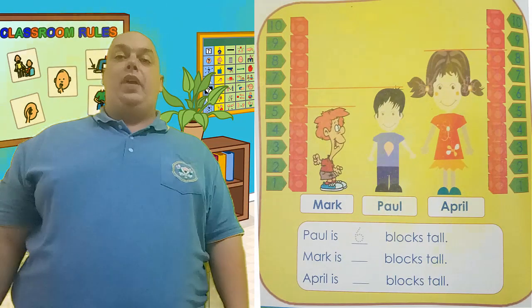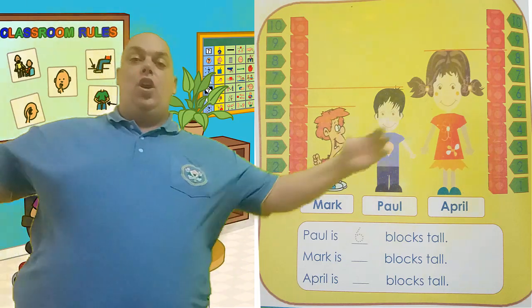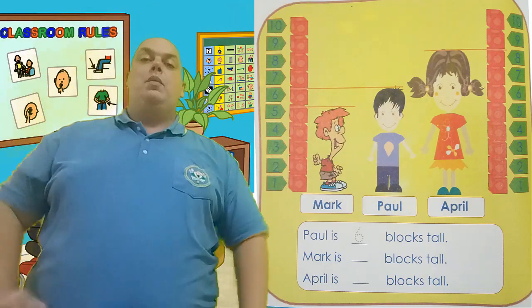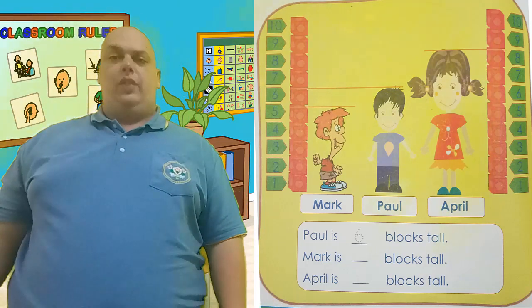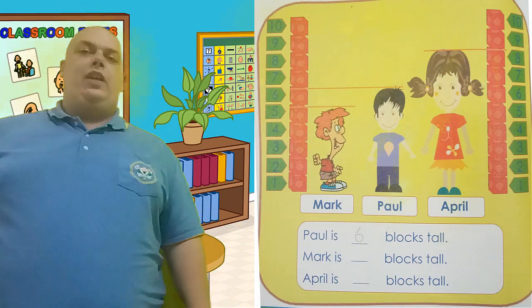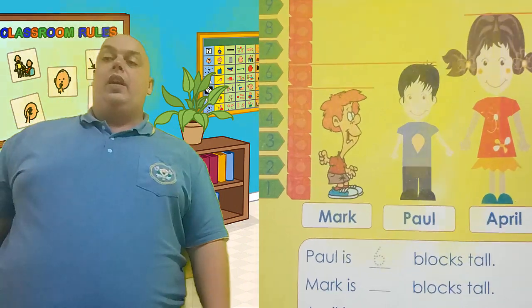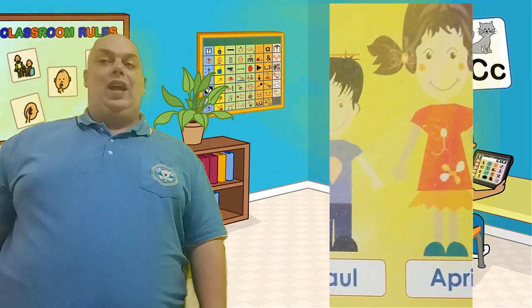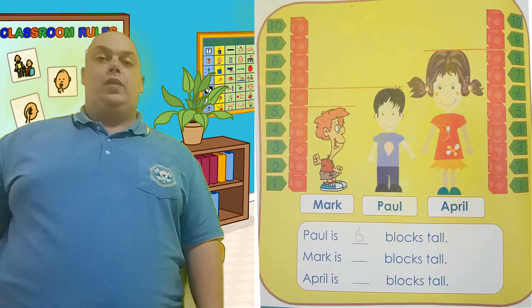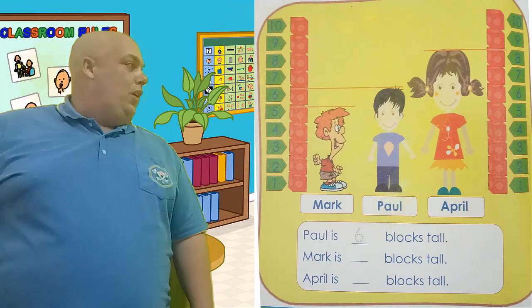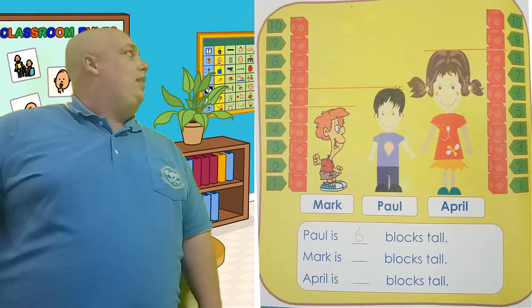Okay, so on this page, we're going to be talking about tall. So the first 2 pages we did about long and short, but this time we're going to be talking about tall, taller, and tallest. Okay, so on this page we see some blocks, and we see 3 kids, Mark, Paul, and April. Now, in front of the blocks, we see the numbers 1, 2, 3, 4, 5, 6, 7, 8, 9, 10.